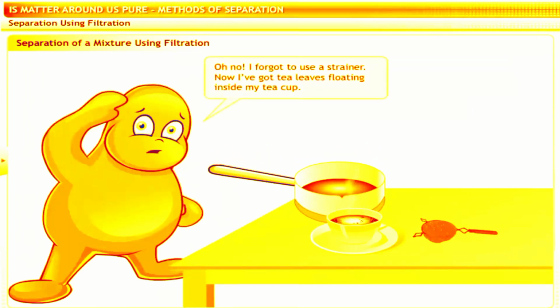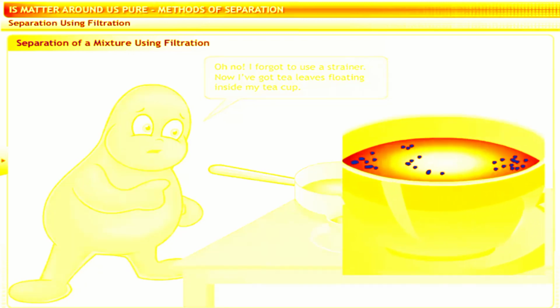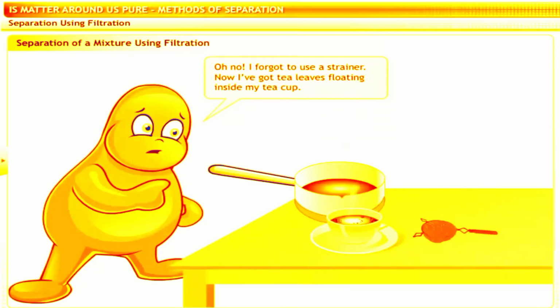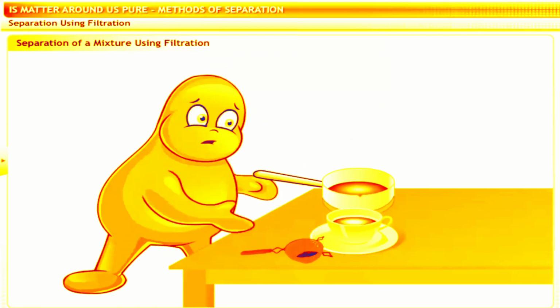Oh no. I forgot to use a strainer. Now I've got tea leaves floating inside my teacup. Using a strainer to strain tea leaves is very similar to the process of filtration.